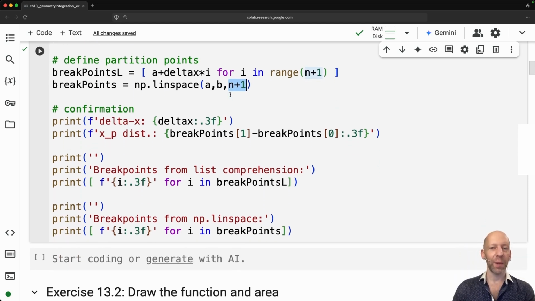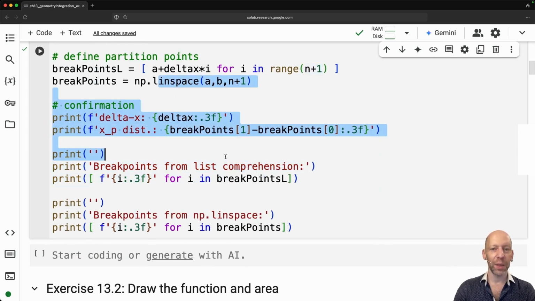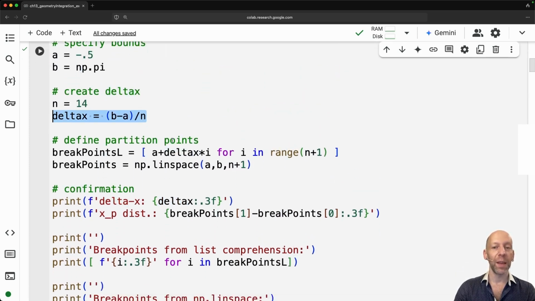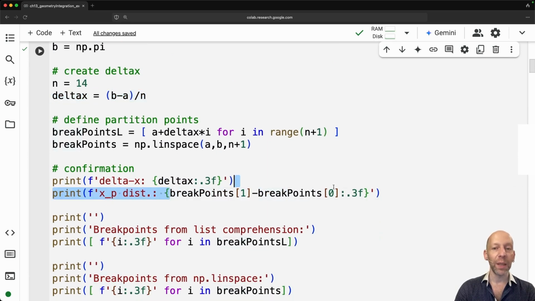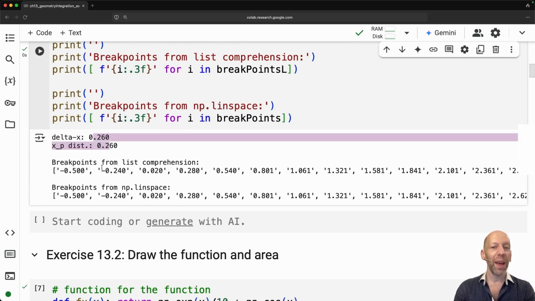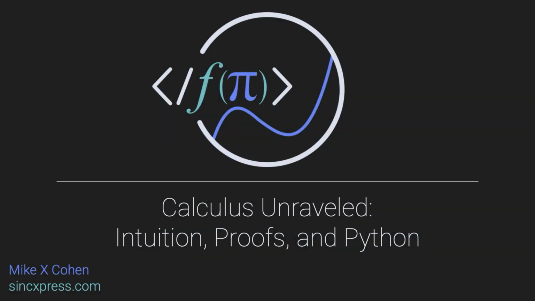Okay, and then the rest of this exercise is just printing these out. So here I have delta x calculated directly by implementing equation 3. And then I have the distance between the x-axis points, and that comes from the output of numpy.linspace. And here you see, these numbers are the same, and these two lists are the same.